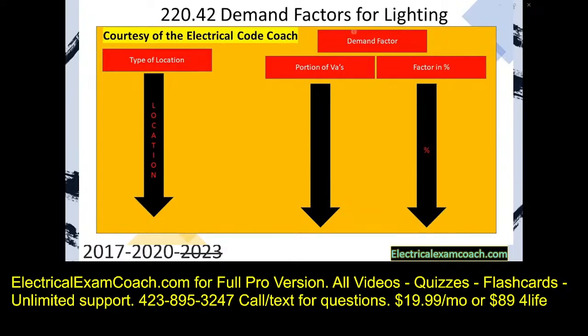Then over here across the top, we find our demand factor. In this column, it's the portion of the VAs. And then in this column, it is the demand factor in percentage. We're going to break this down one piece at a time and learn how we apply the demand factor to the 3 VAs per square foot and the 4,500 VAs for the small appliance and the laundry circuit.